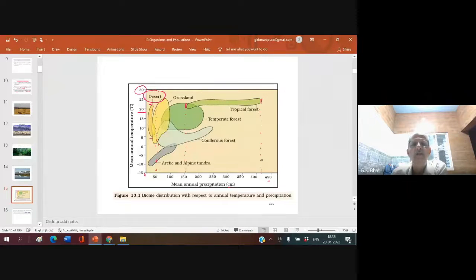What are these? These are the major biomes: tropical forest biome, temperate forest biome, coniferous forest biome, Arctic and alpine tundra, and you have grassland and desert. Okay, you must know, and also if it is given like this, I may say this is A, this B, this C, this D, this E. You must know what this E is, because based on whatever is mentioned here, many different questions can be asked. Have you followed?